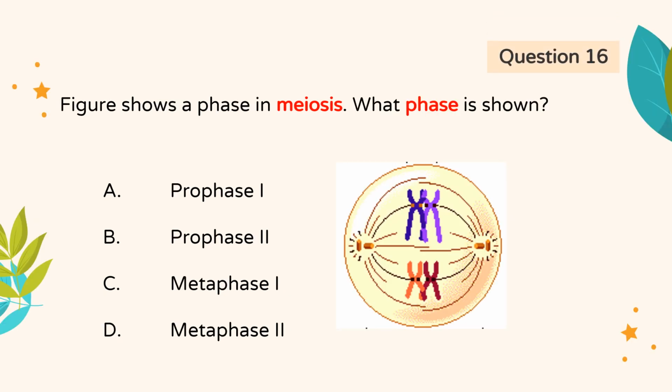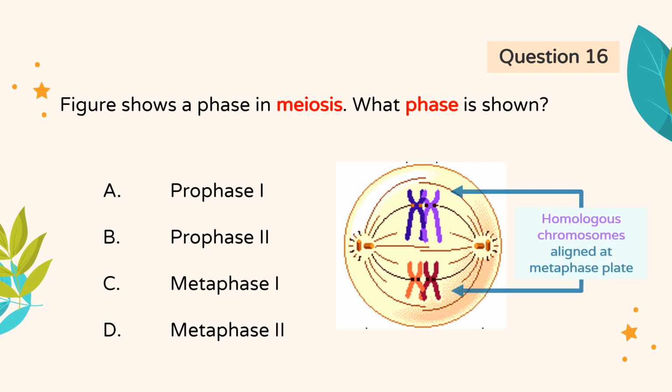Question 16. Figure shows a phase in meiosis. What phase is shown? In the figure, homologous chromosomes align at metaphase plate. Hence, the phase is metaphase 1.